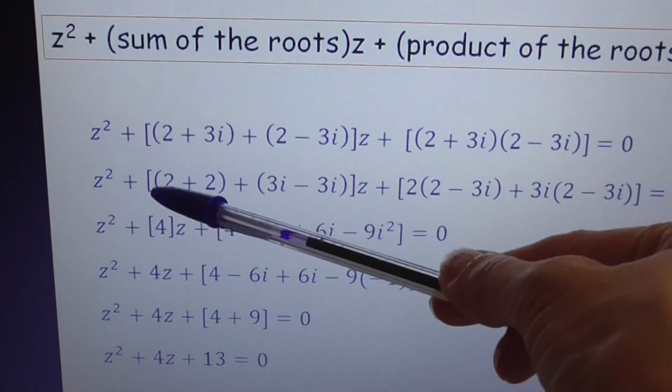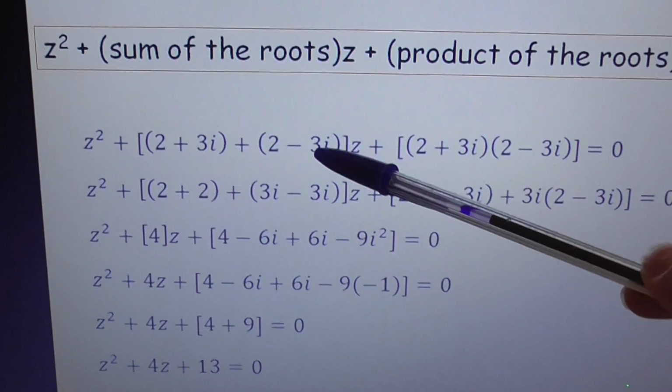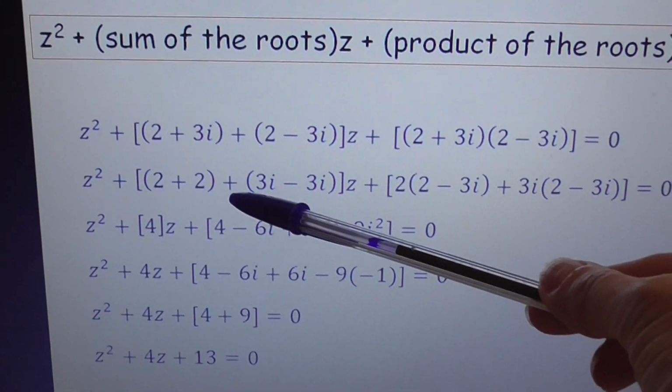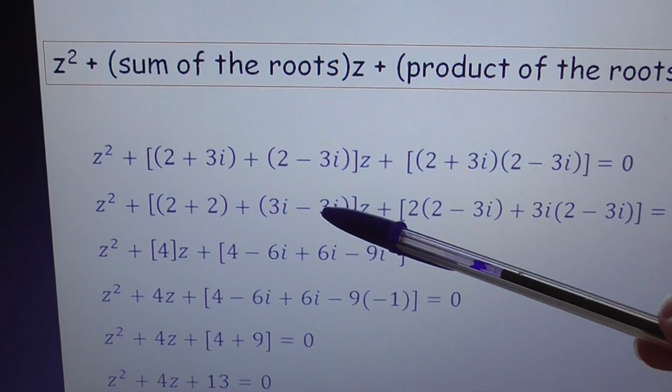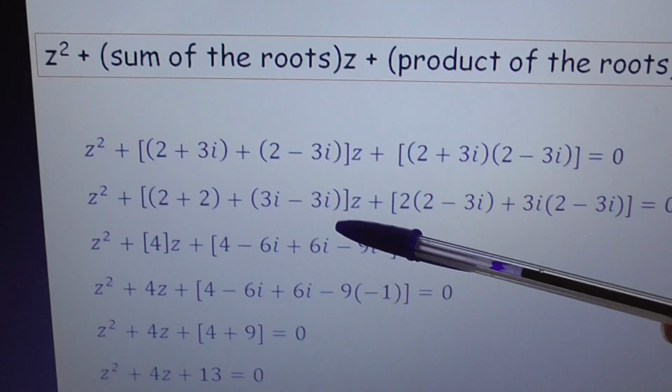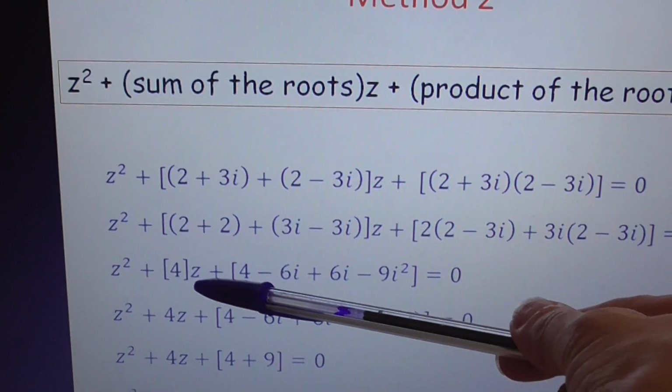So 2 plus 2, okay? And then 3i minus 3i, and there's a plus in the middle. 2 plus 2 gives you a 4, and they cancel each other out. 3i minus 3i is gone. So you're left with 4 in that big square bracket multiplied by z, so 4z.